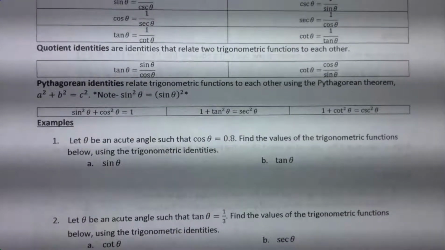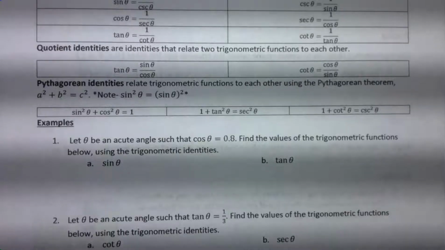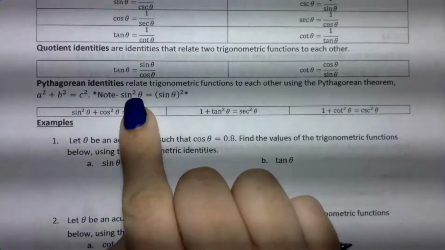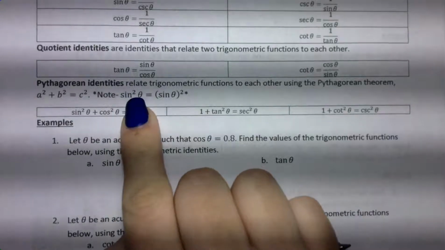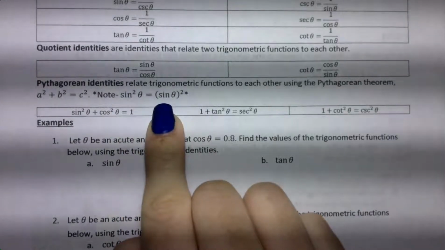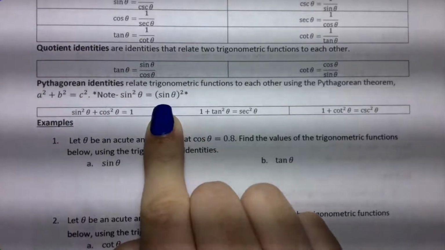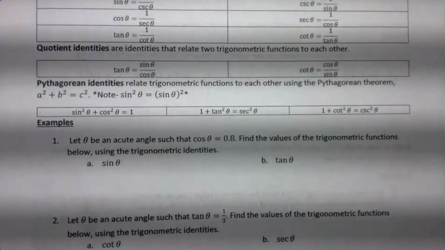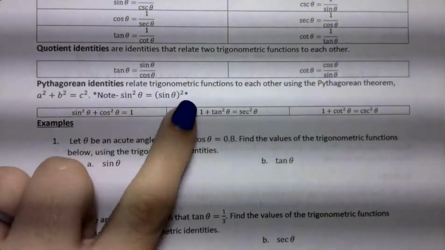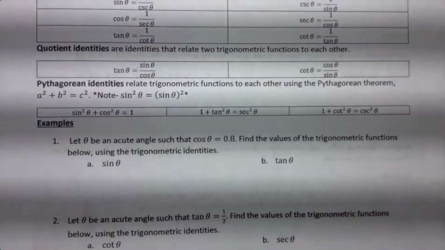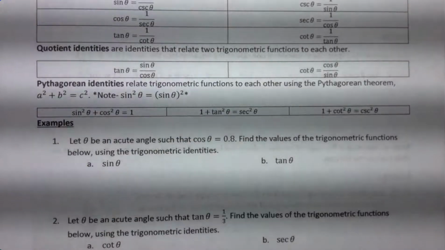The last ones we have are Pythagorean identities, and these relate the trig functions to each other using the Pythagorean theorem, which, if you forgot, was a squared plus b squared equals c squared. And then one thing I want to note is if I write sine squared with the exponent right here, it is the same thing as writing this in parentheses. But if I was to write sine theta and then the theta itself was squared without the parentheses, that means something completely different. It means I'm actually taking that number value for the angle and squaring it. So these are the only two appropriate ways to write sine squared if I mean the function itself is squared.